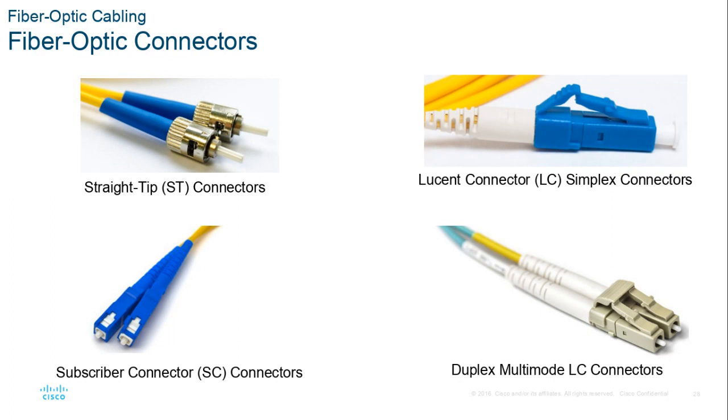So the straight tip connectors and the subscriber connectors, you can plug them in incorrectly, and the transmit and the receive might be incorrectly wired. The connectors on the right, the LC connectors, they're like an RJ45 connector. It's impossible to plug an RJ45 connector in incorrectly. And with those type of connectors on the right, the LCs, you can only plug the fiber optic cables in correctly.